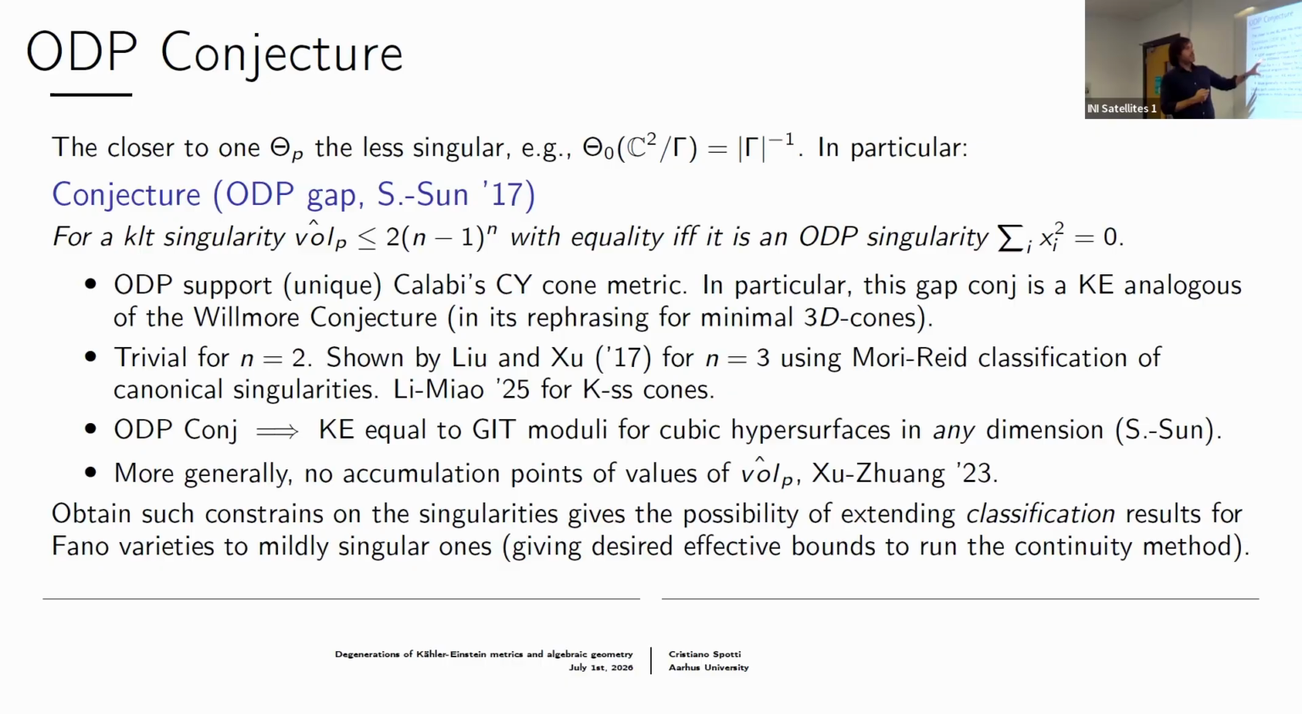And these are important because they actually put constraints on the kind of singularity you can then find, and these can be good to find if you want a new classification of mildly singular Fano with volume controlled, and then you can get effective bounds out of that.